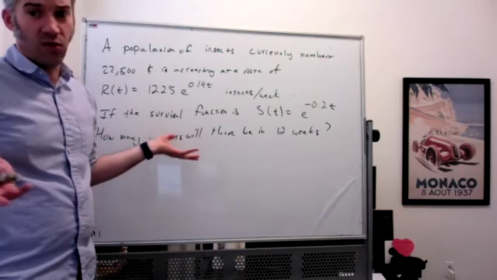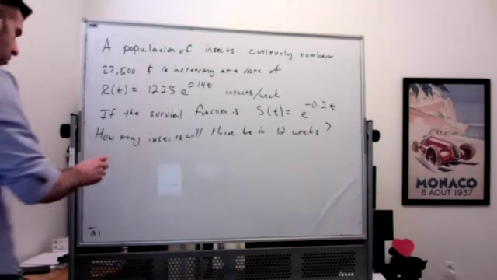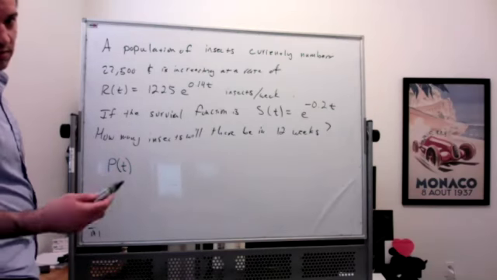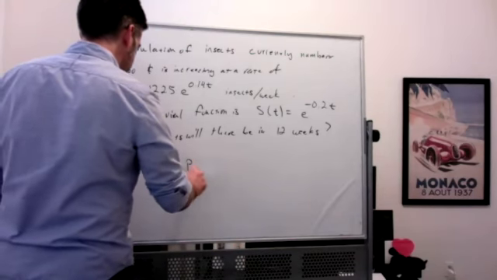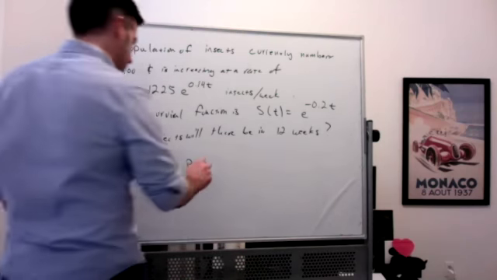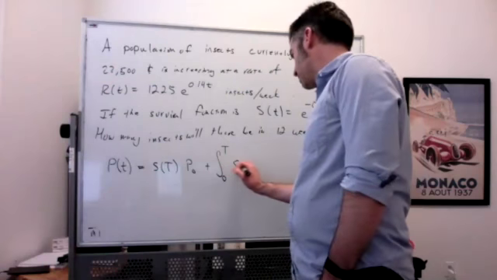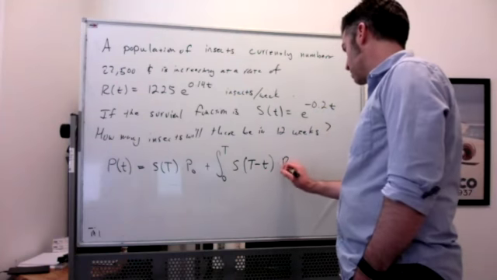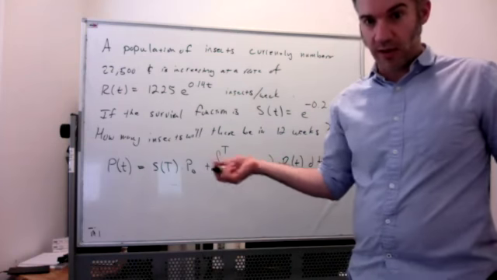So I would never know how to do this problem if someone didn't show me the formula. So here is the formula, in case you don't remember it. P of t, the amount of stuff at time t, or the population at time t, is S of t times P naught plus the integral from 0 to capital T of S of capital T minus t times R of t dt. Okay, where capital T is the actual amount of time.